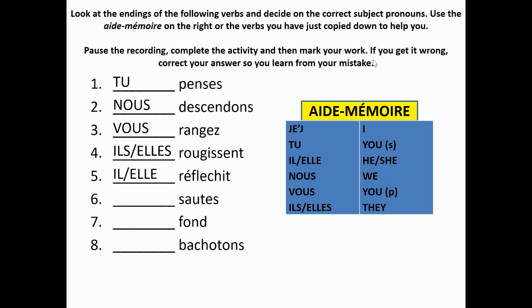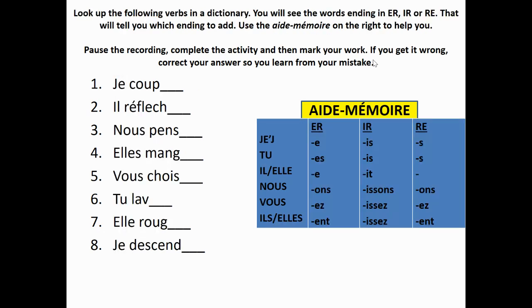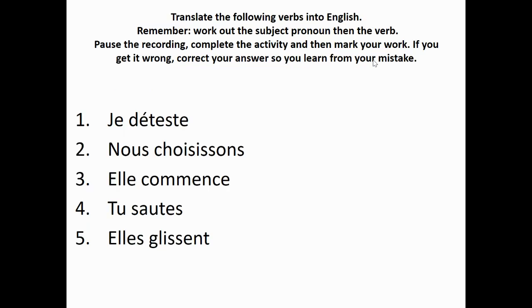Saute is another ER verb, and so ES is for tu. Fond is an RE verb, it is il, elle. And bavardons is an ONS, and so it's nous. Here are the endings. Just go ahead and pause this video and try this for yourself based on the information you have right here in the blue. All right, try to translate these sentences, okay? These are pretty easy ones.